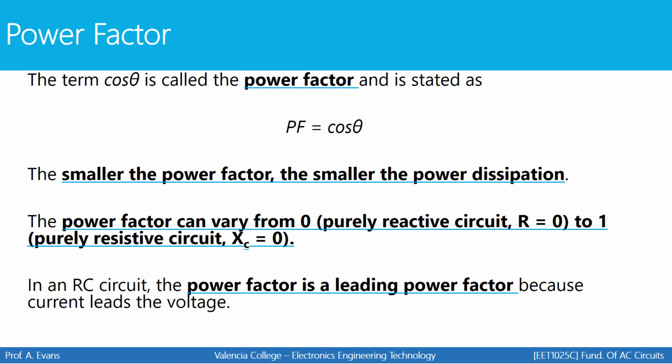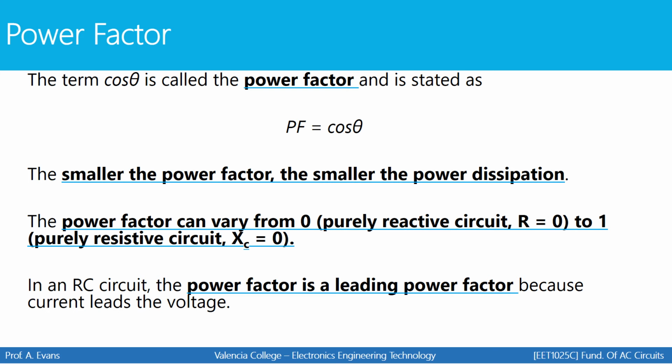And remember, there's no true power dissipated in an inductor or a capacitor. So it would make sense that your power factor is 0, because power factor is a way that we analyze power dissipation. If you don't have any resistance, you have no true power, you have no power factor. So your power factor can vary from 0 when you have a purely reactive circuit to 1 when you have a purely resistive circuit. So if you have no capacitors, no inductors, your power factor would be 1 because you have a purely resistive circuit where you only have true power, in which case you have power dissipation there.